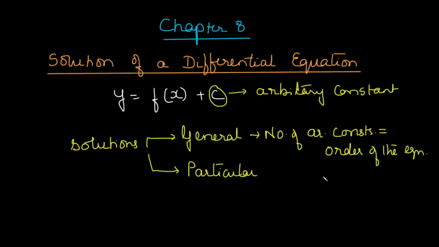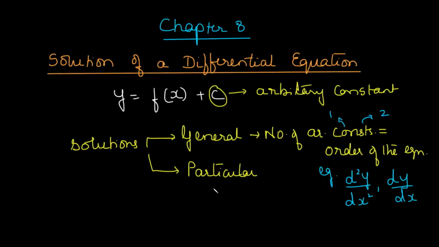So for example, let me take an example over here. Suppose the order of the equation is 2, that means if we have d2y by dx2 in the equation, then the number of arbitrary constants would be 2 in this case. Similarly, if the equation is of the first order, say dy by dx, then we would have one arbitrary constant. So in this way, we define a general solution of a differential equation.